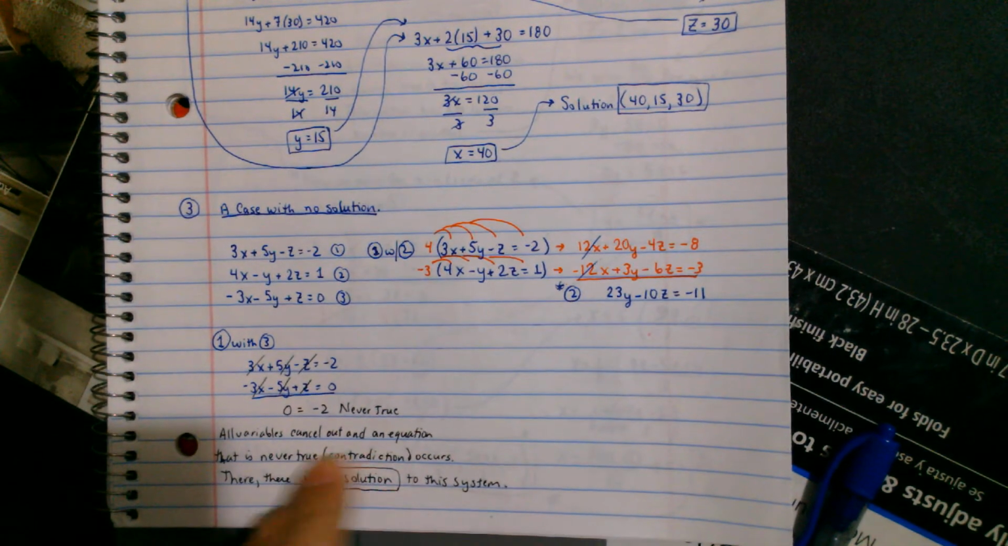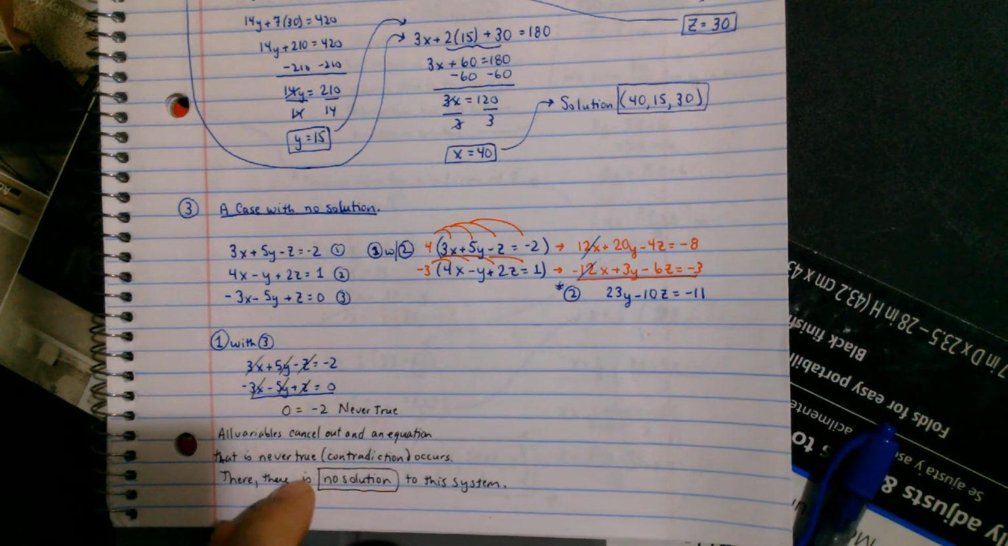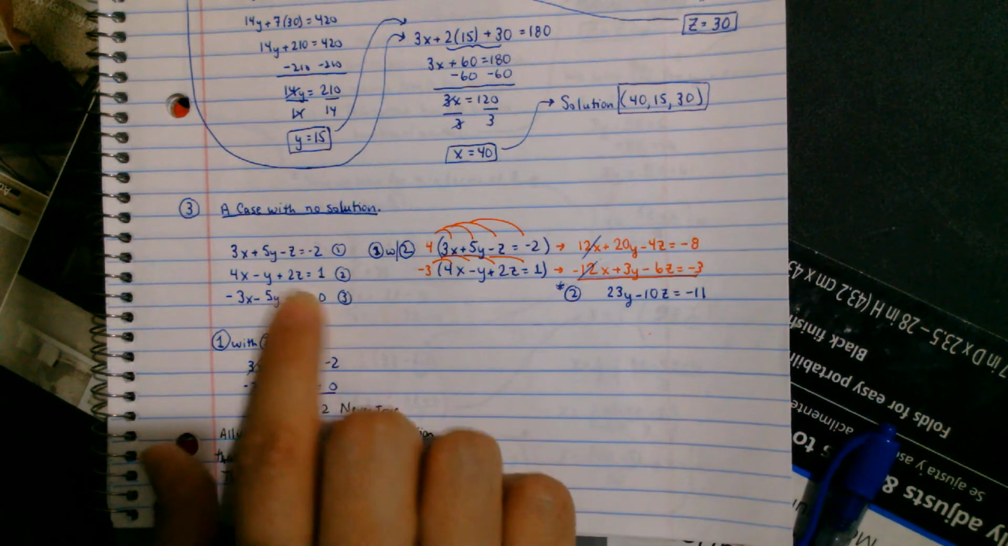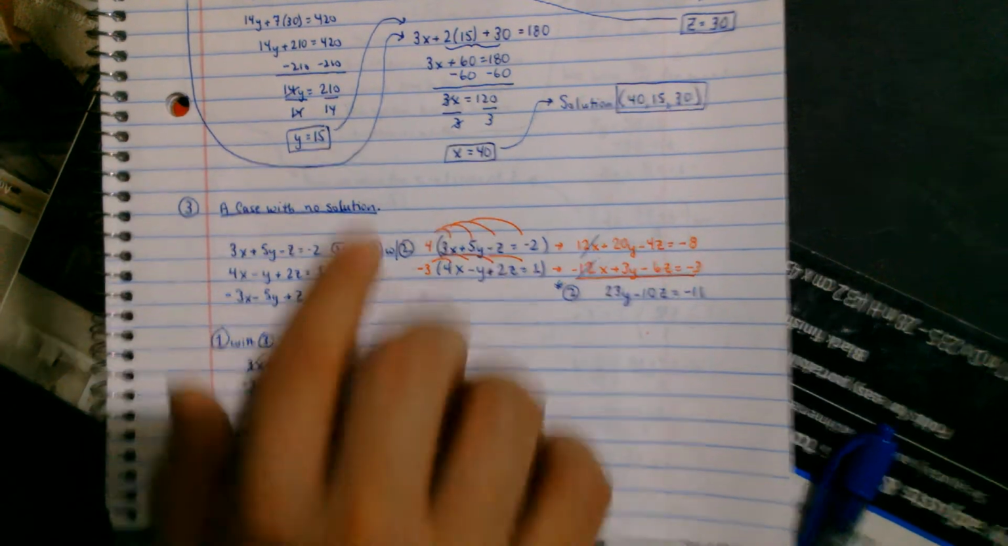So this system has no result, no answer that's going to make all of these true at the same time. So there is no solution to this system. These are like pieces of paper. It could be that these pieces of paper are parallel, or they don't touch each other, or they don't intersect.